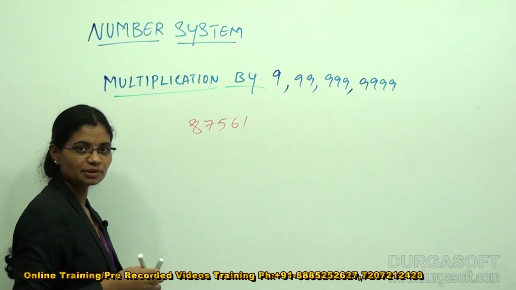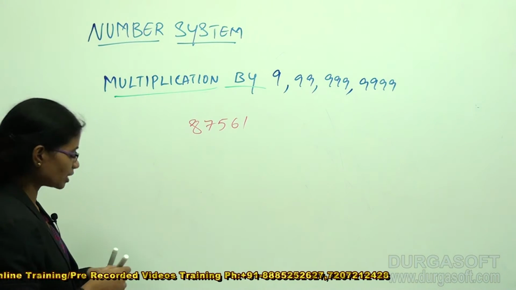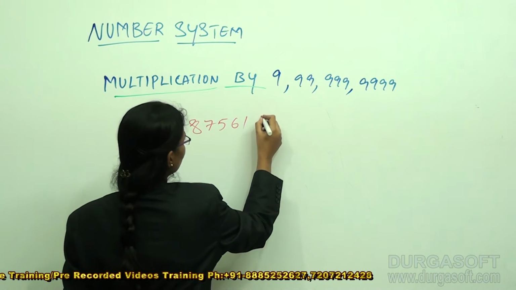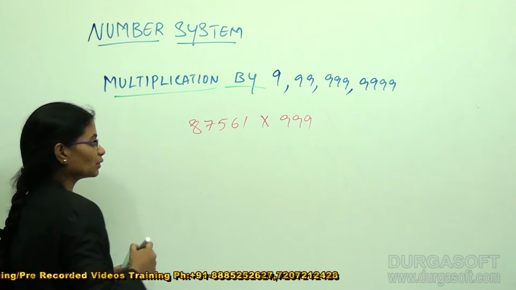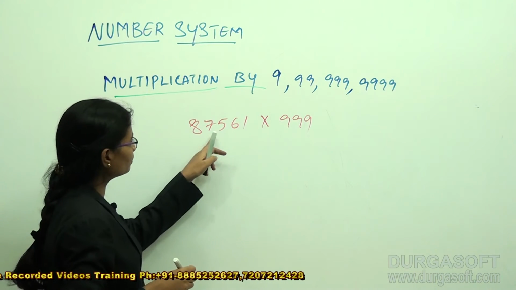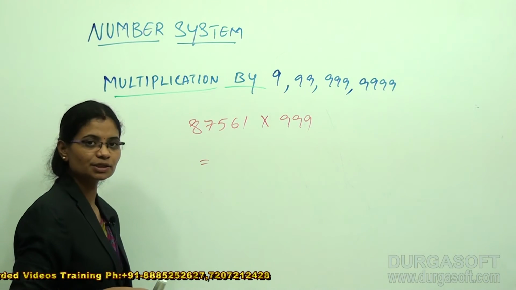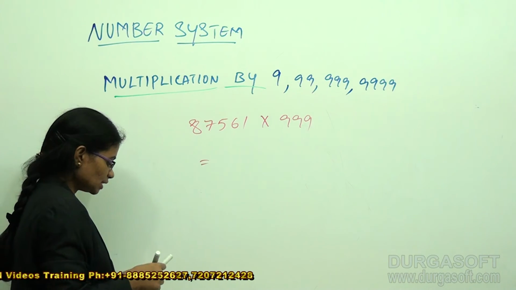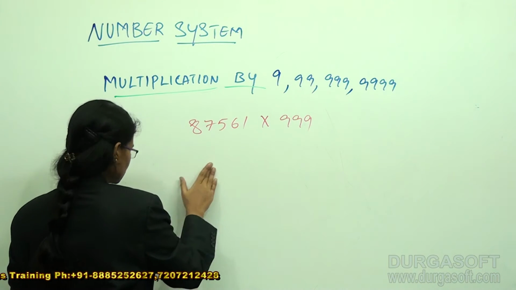If I have this number, 87561, and you multiply it with 999, what is the result you are going to get? The question is, if you multiply this number with 999, what is the result? You will get the answer in a single step if you consider it this way.